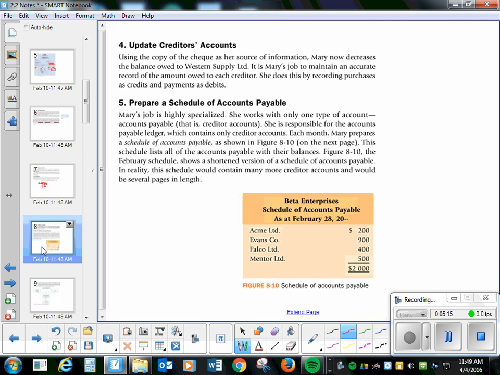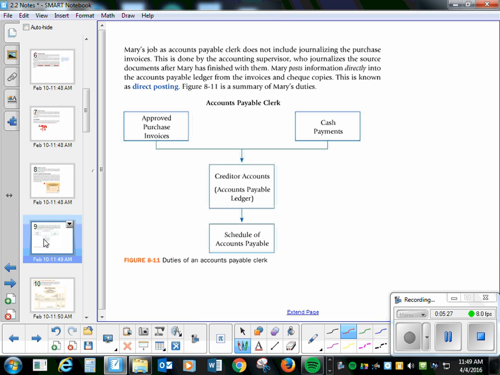Okay, the last thing is she prepares a schedule of accounts payable. So at the end of the month, she would make a list of everything that they now still owe to people. If you want to look at it this way in this flow chart, she is the clerk, and it shows you what she has to do.